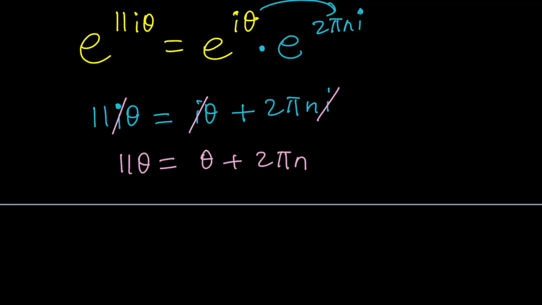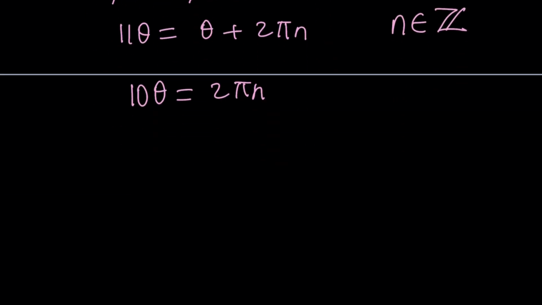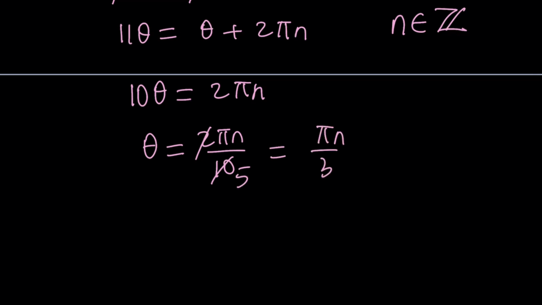Oh, by the way, I forgot to say it: n is an integer. Okay, Zahlen, Z for Zahlen. Put θ on the left-hand side, and you're going to get 10θ = 2πn, and divide both sides by 10 to get θ. θ will be 2πn divided by 10, and 2 goes into 10 five times, so this is going to be πn over 5, or nπ over 5.